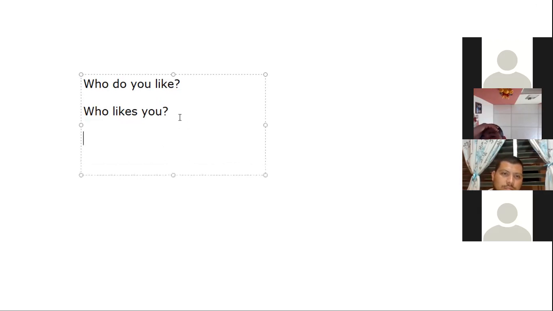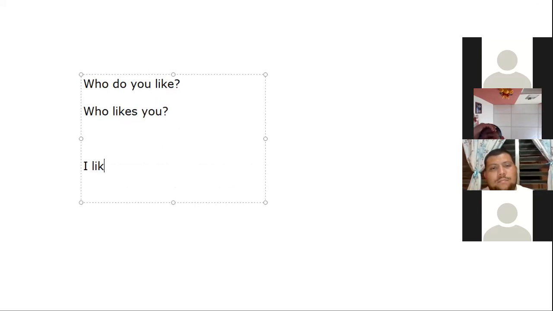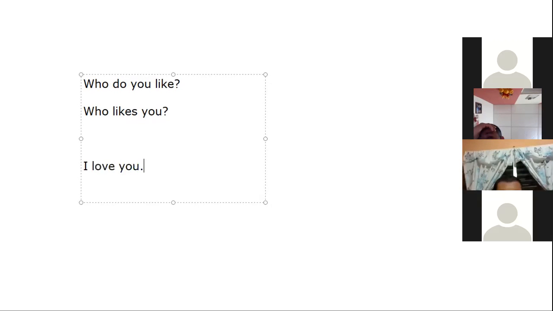Normalmente, voy a explicar esto en una oración aparte, ¿verdad? I like you. Vamos a poner otro verbo, I love you, que es más común. I is the subject, right? Love is the action, and you is the object, right? Quien recibe la acción es el you. Quien hace la acción, quien ama, es el I.